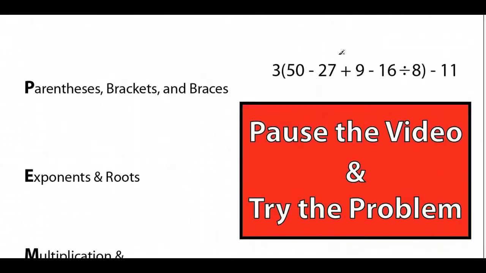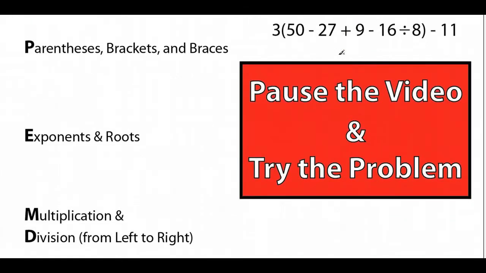Alright, so now what I want you to do is try this problem on your own. 3 times the quantity 50 minus 27 plus 9 minus 16 divided by 8 minus 11. So go ahead and pause the video now and try the problem.